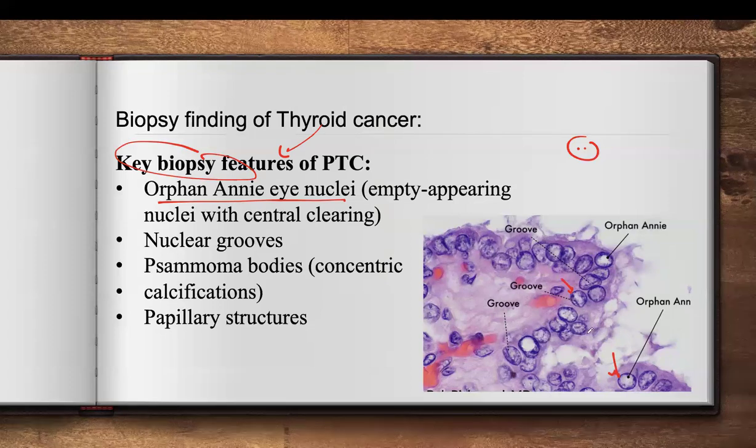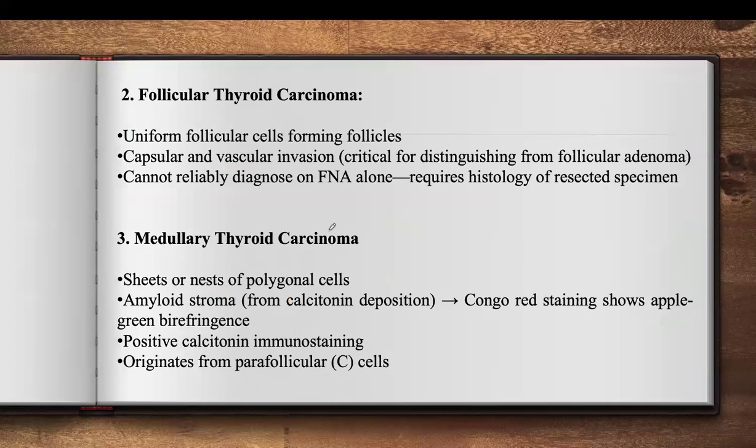You can sometimes get a bit of a nuclear groove. Grooves are like this. So that's one of the findings. Other findings could be psammoma bodies or papillary structures. You don't need to know, or they don't give you a pathology report and ask you to find it. They will use this kind of information in the stem. So just remember what findings you can get in this biopsy, and you can easily come to the diagnosis based on it. That's papillary thyroid cancer.